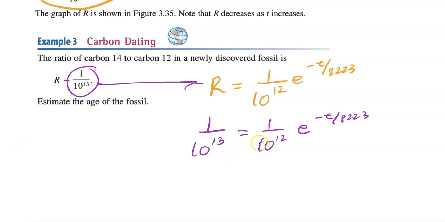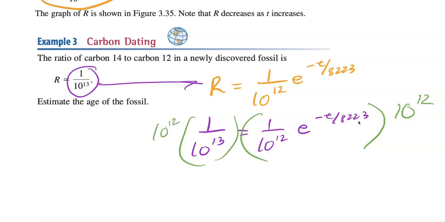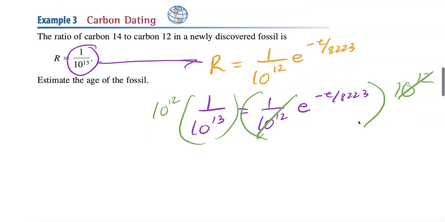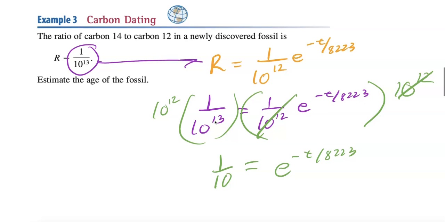And all we have to do is solve for the variable, right? So we're going to get this guy by itself. Step 1, get rid of that 1 over 10 to the 12th. Multiply both sides by 10 to the 12th. Over here, these cancel out, and we have e to the negative T over 8223. Over here, 10 to the 12th over 10 to the 13th, all of them cancel except for 1 over 10. If you're a little scared of that, you can also put it in your calculator.